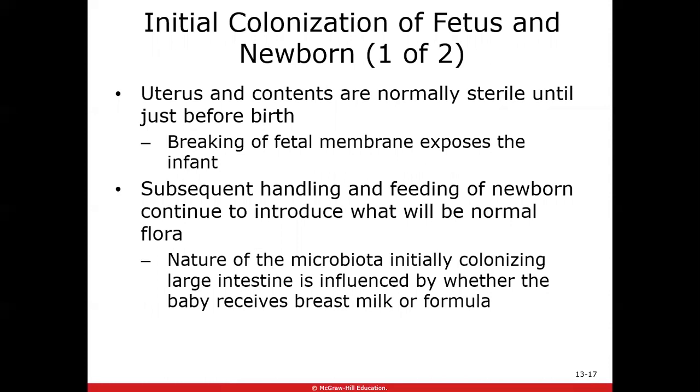Now let's talk about the initial colonization of the fetus and newborn. The uterus and contents are normally sterile until just before birth. Breaking of the fetal membrane exposes the infant. Subsequent handling and feeding of a newborn continue to introduce what will be their normal flora. The nature of the microbiota initially colonizing the large intestine is influenced by whether the baby receives breast milk or formula.